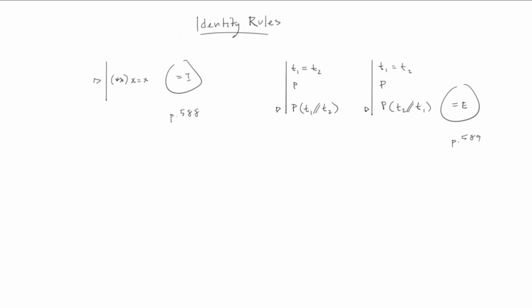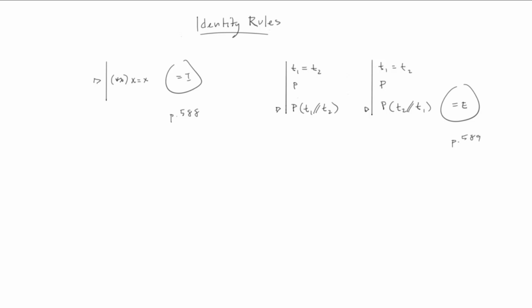Identity introduction is very easy to apply. It's an inference rule that takes no other lines as input. So anywhere in your proof, anywhere along any scope line, you can simply introduce a universal generalization of the form that you see there. So for all x, x equals x. You can do so with any of the variables w, x, y, or z. This statement effectively says everything is self-identical.